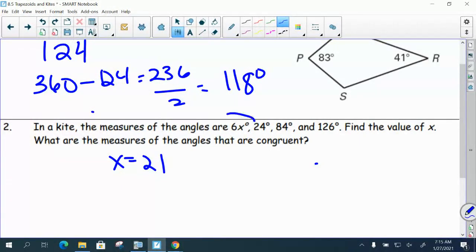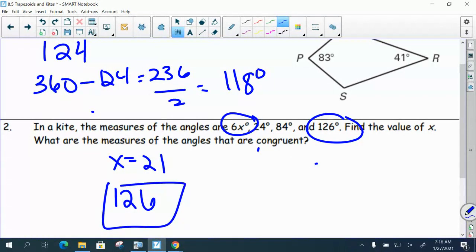So that means that this angle would be 6 times 21, which gives you back 126. Okay, so if that is 126, then this is also 126. So the measures of the angles that are congruent are 126.